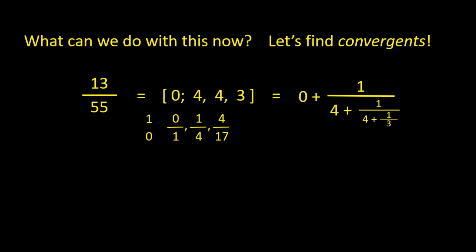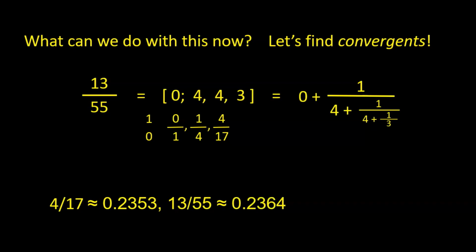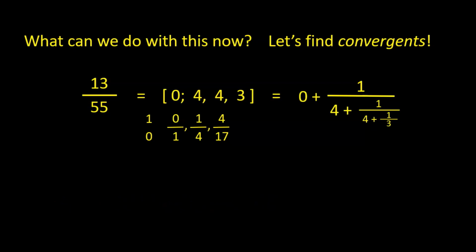And one way to see this is by looking at decimal expansions for these. So 4/17 is about 0.2353, while 13/55 is about 0.2364. As you can see, we're only off by about 1/1000th of a unit, so that's pretty close. Even better than that, 4/17 is, for me at least, a lot more concrete and easy to get a handle on than 13 out of 55.